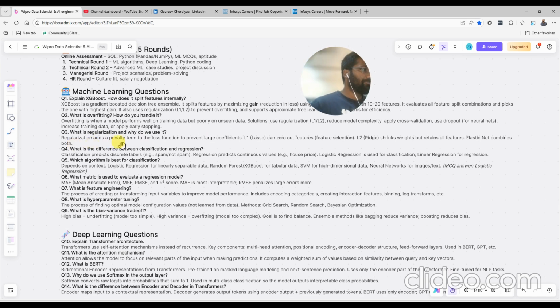So the next question is, what is regularization and why do we use it? Regularization adds a penalty term to the loss function to prevent large coefficients. L1 lasso can zero out features, so it does feature selection, and L2 ridge shrinks weights but retains all features. Elastic net combines both of them. So there are three techniques, more than that, but these are the three which are basically used as regularization techniques to overcome overfitting: lasso L1, ridge L2, and elastic net, a combination of L1 and L2.